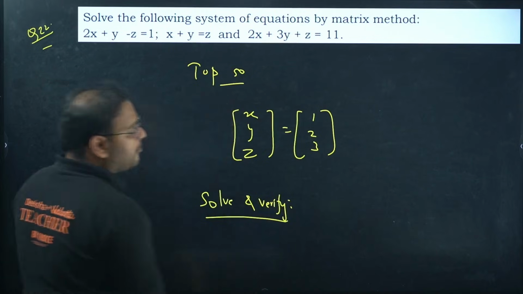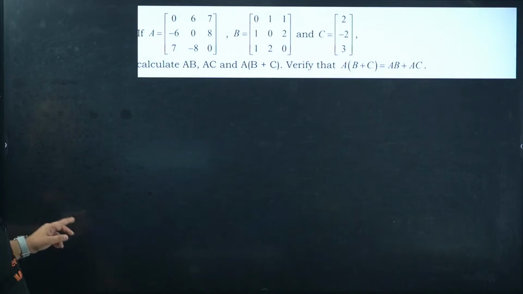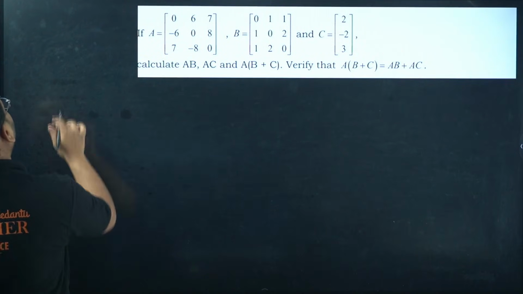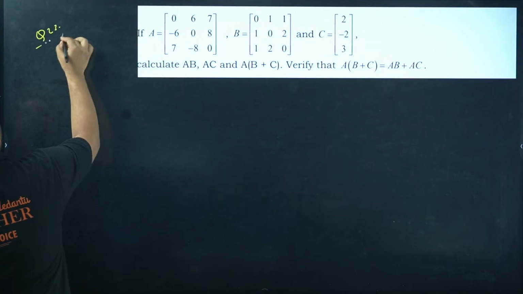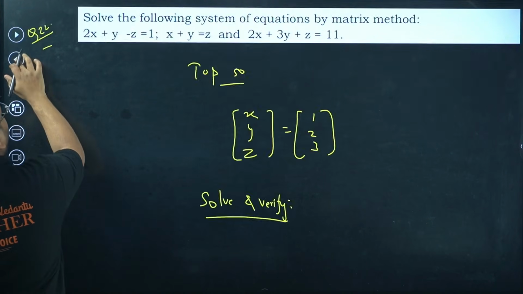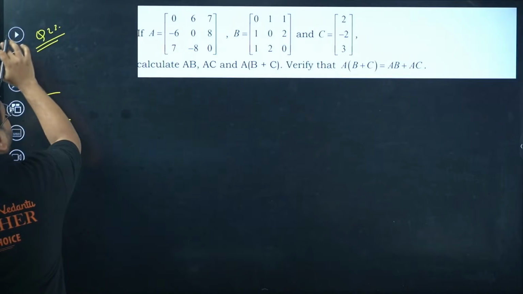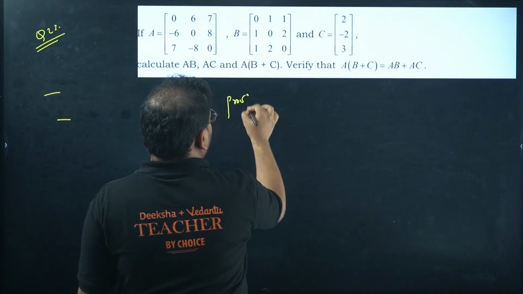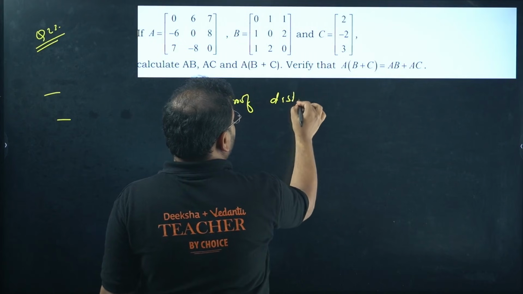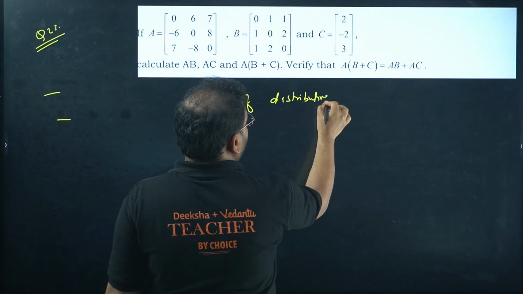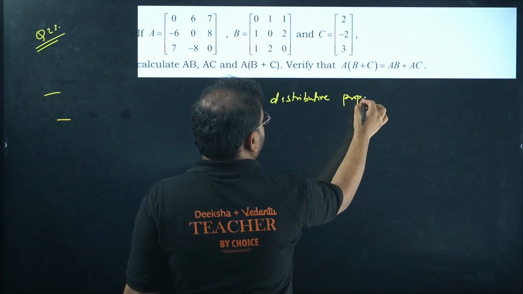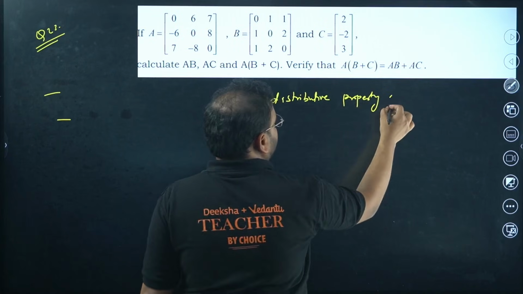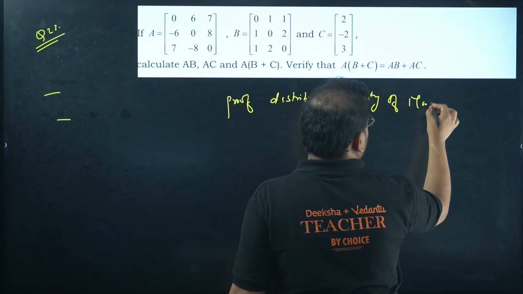These are the questions that come from 5 marker of this chapter, and this also. 23. This is correct now. The order is right. 23. Yes. The last question. This is a proof of the property. Proof of distributive property of matrix multiplication.